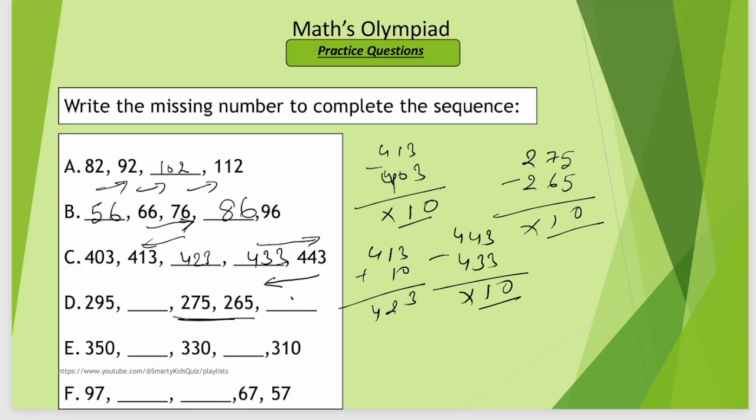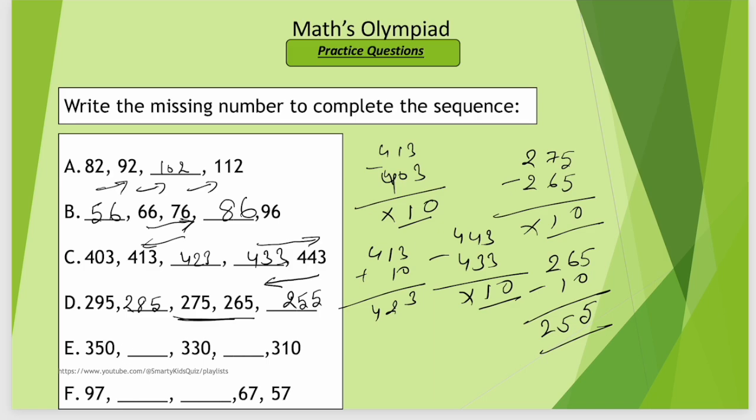You can just write 255, decrease by 10, because from 265, if you do minus 10, 5 minus 0 is equal to 5, 6 minus 1 is equal to 5, and then 255, right? So here also decreased by 10. So 295 minus 10 is nothing but 285. Okay.